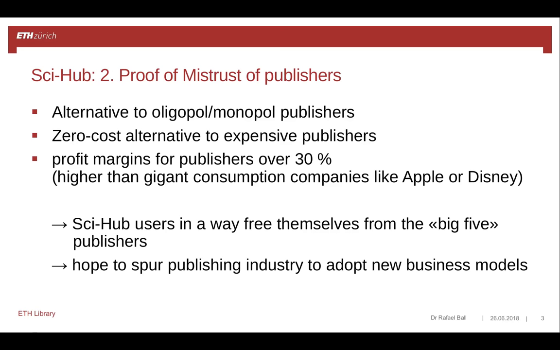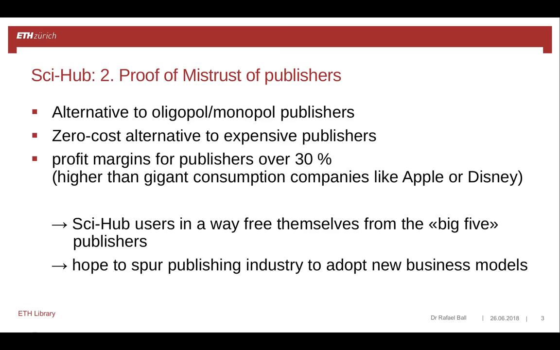So Sci-Hub uses free in a specific way themselves from the big five publishers. They take the information they need from Sci-Hub and hope to spur the publishing industry to adopt new business models. So I completely agree with you, Daniel, that there is a big dysfunctionality in the publishing system we actually have. But I think Sci-Hub is a symptom of this, and it's not the solution.